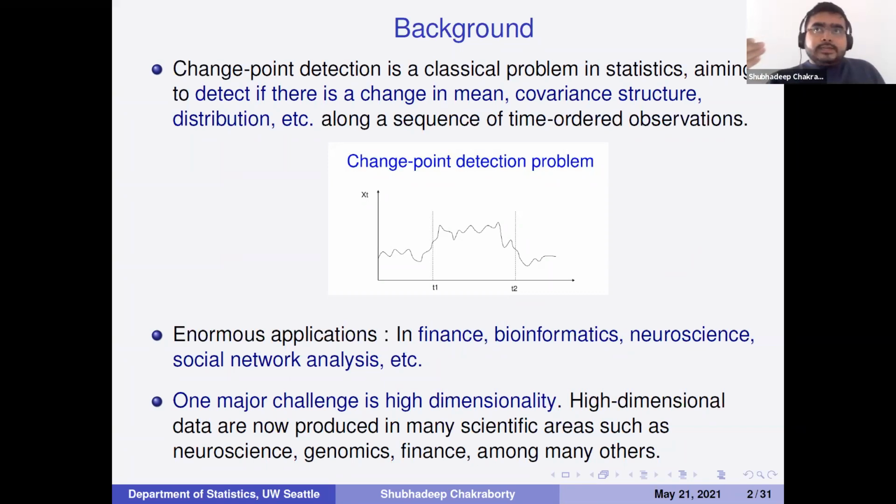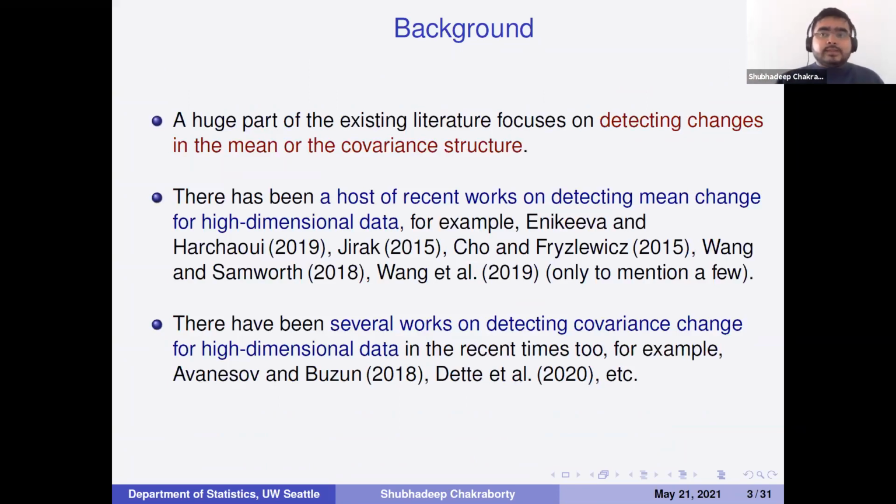Compared to the literature on detecting mean change, the literature on detecting covariance change, especially in the high dimensional framework, has been relatively less. But in recent times, there have been some prominent works by Avanesov and Buzun, a 2018 EJS paper, and a very recent 2020 JASA paper by Dette and co-authors, and so on.